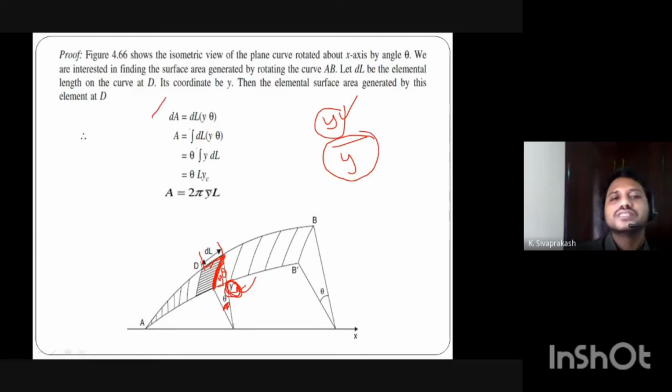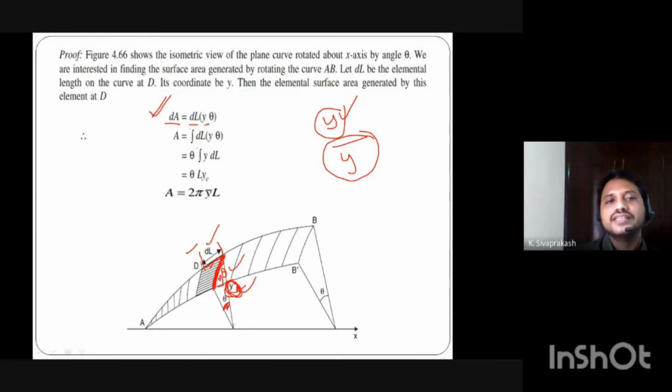Now coming to this one, first you find the dA. dA, you know, is the element area. How to get the element area? The element shape is rectangular. Length into width we know as the element area. The length of the element is dl, and the width of the element is y theta. So L into B will give the element area. Length of the element is dl, and y into theta is the width of the element.